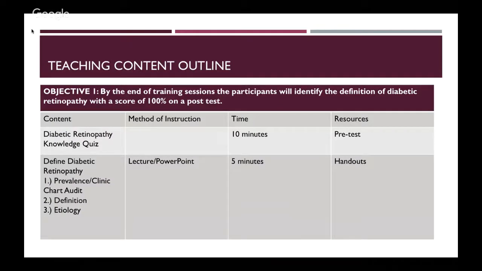So to look at the teaching content outline, to start with objective number 1, we're going to begin prior to the instruction with a diabetic retinopathy knowledge quiz. This is a pre-test. This will be done to compare with the post-test at how effective the educational material was. We will go through objective 1 by defining diabetic retinopathy. This will be done through PowerPoint. It will last hopefully around 5 minutes, and the students will be given handouts.